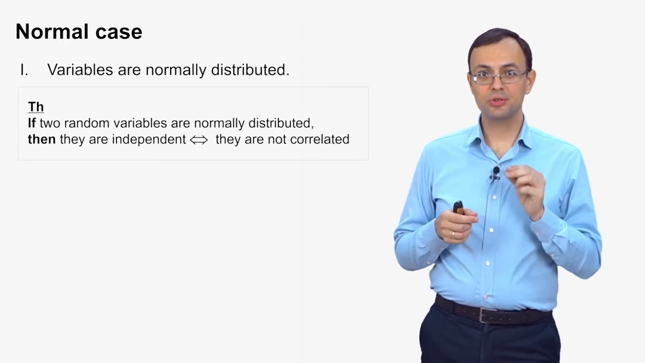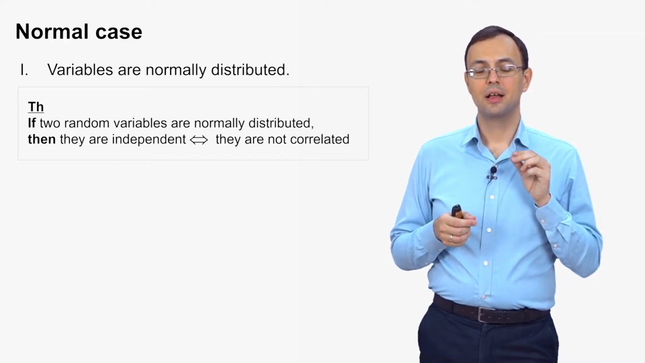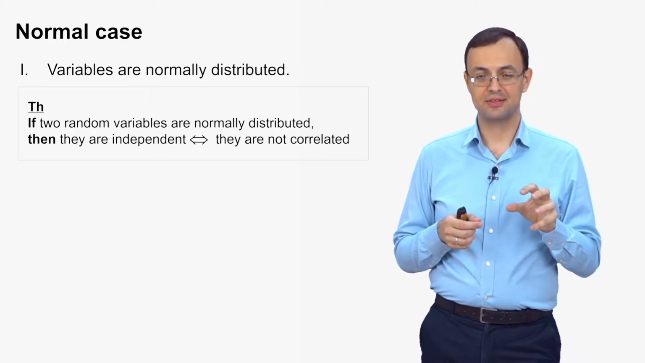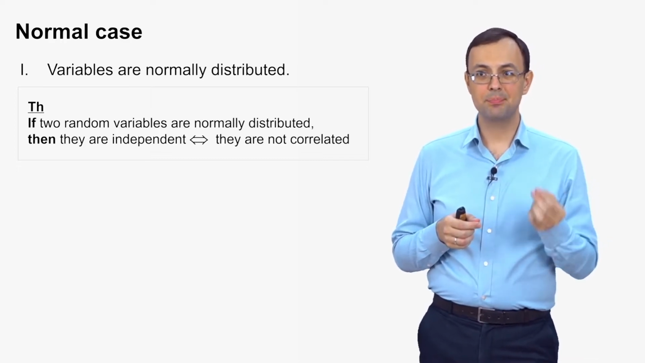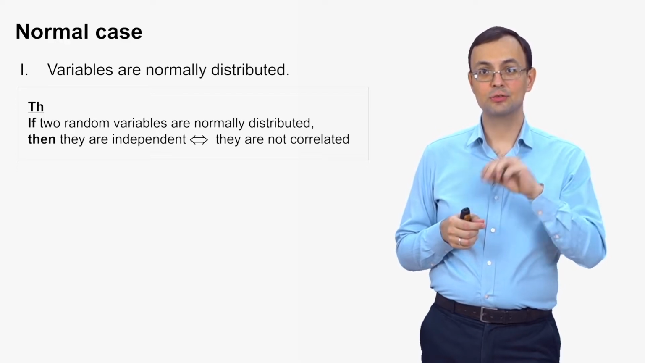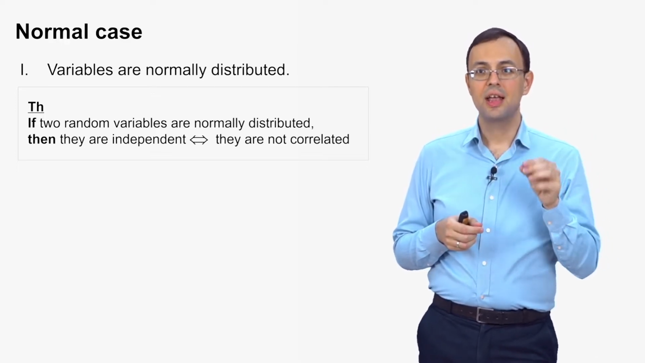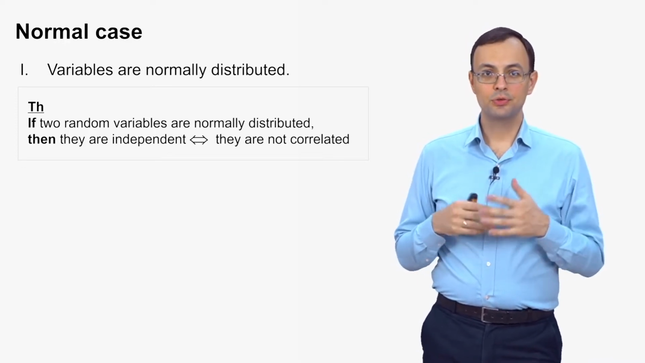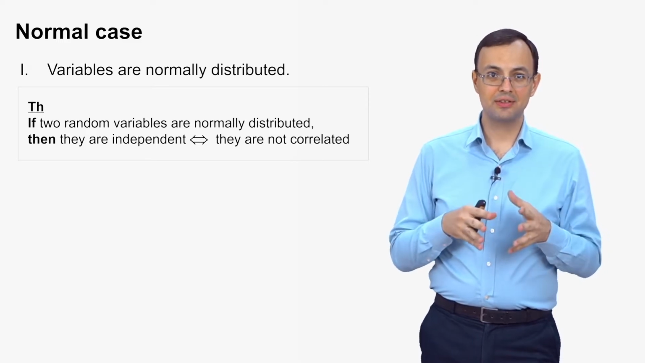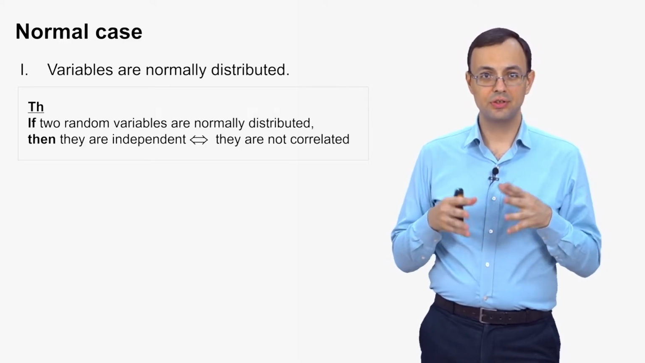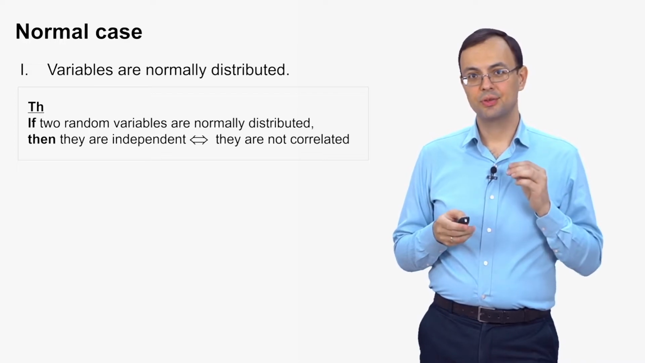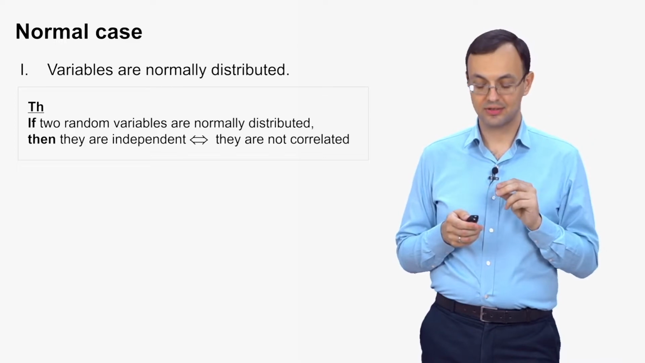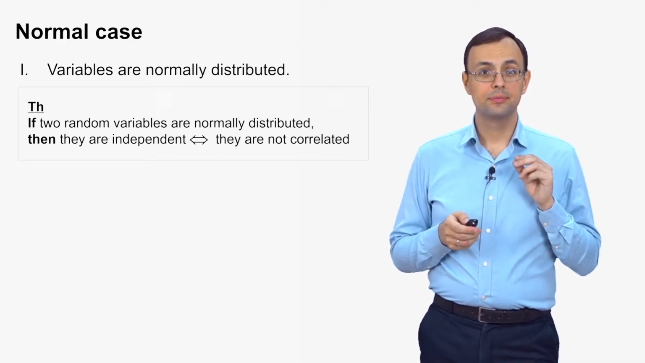But there is an important particular case when absence of correlation causes independence. So not only does independence cause uncorrelation, but uncorrelation also causes independence, and this is the case of normally distributed random variables. For normally distributed random variables, independence and absence of correlation, zero correlation, are the same. So in this case we can test hypotheses not on independence but on zero correlation.